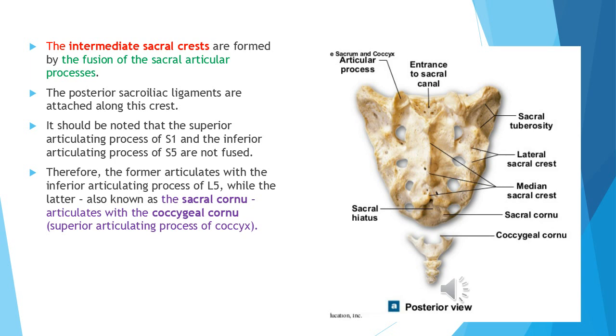Similarly, the inferior articular process or the sacral cornua of the fifth sacral vertebra is going to articulate with the coccygeal cornua, that is the superior articulating process of the coccyx, and form the sacrococcygeal joint.